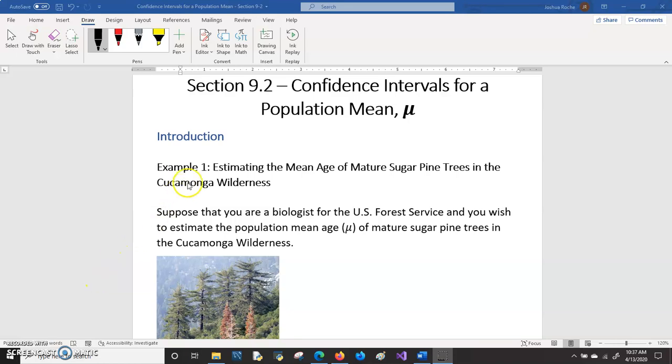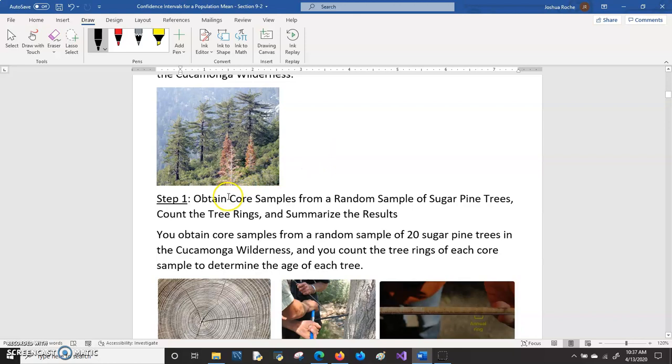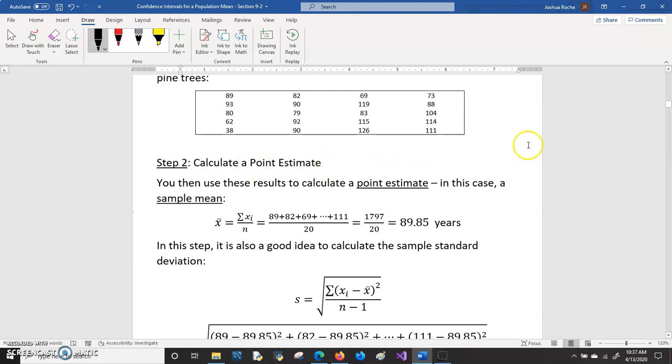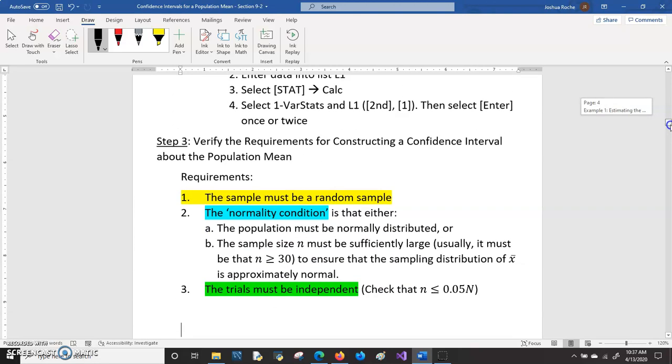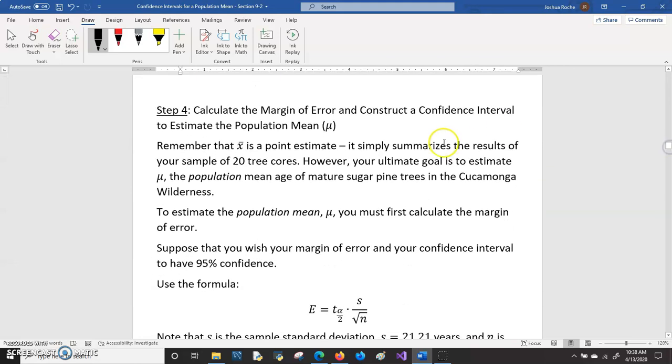In the last video, we looked at the first example, estimating the mean age of mature sugar pine trees in the Cucamonga wilderness, and this involved calculating a confidence interval for a population mean. So far, we've looked at the first three steps to this problem: obtain a random sample. The second step, calculate a point estimate. Then we did the third step, verify the requirements for this confidence interval. In this video, we'll move on to the fourth step, which is to calculate the margin of error, and then after that, construct a confidence interval to estimate the population mean.